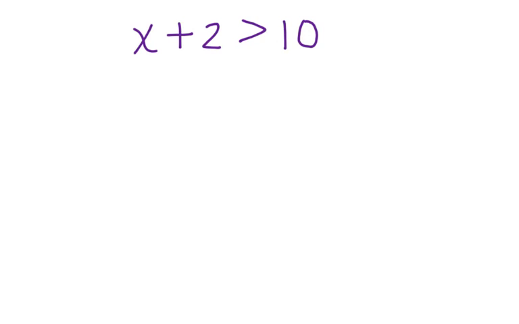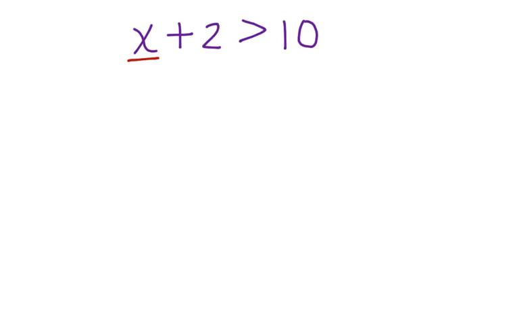x plus 2 is greater than 10. We want to figure out all the possible numbers that would work for x, and if we substituted them into this inequality for x, would make this a true statement. To do this, we need to get x alone.